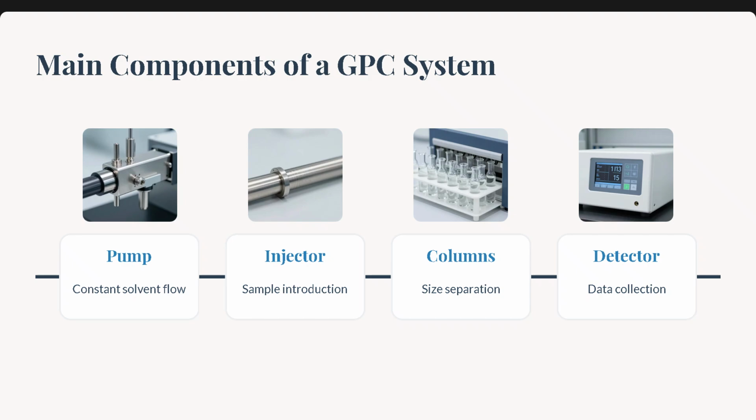Now, let's look at the actual instrument setup. A GPC system has 4 main components. First, the pump, which ensures constant solvent flow. Second, the injector, where we introduce our dissolved polymer sample. Third, the columns. These are packed with porous particles that perform the size separation. And finally, the detector, which collects the data as molecules exit the column. Each component must work precisely together for accurate molecular weight measurement.